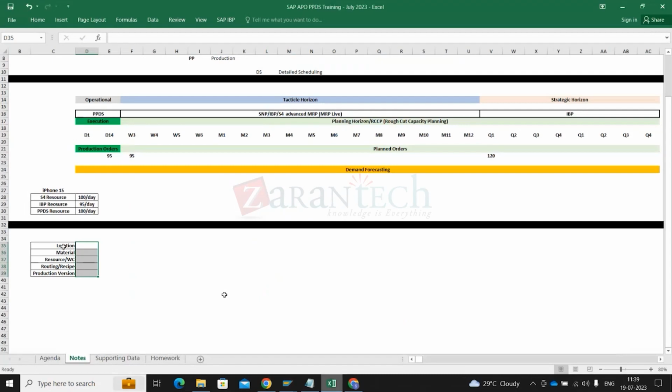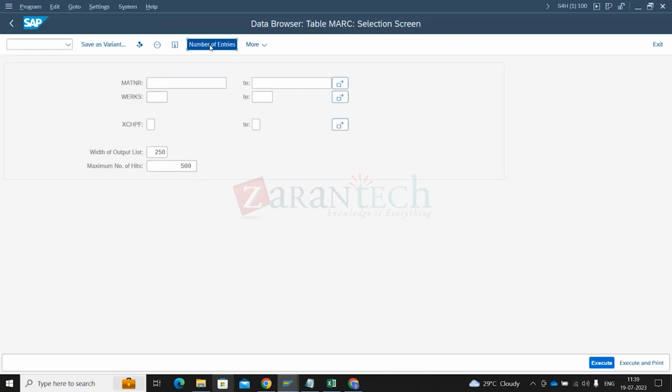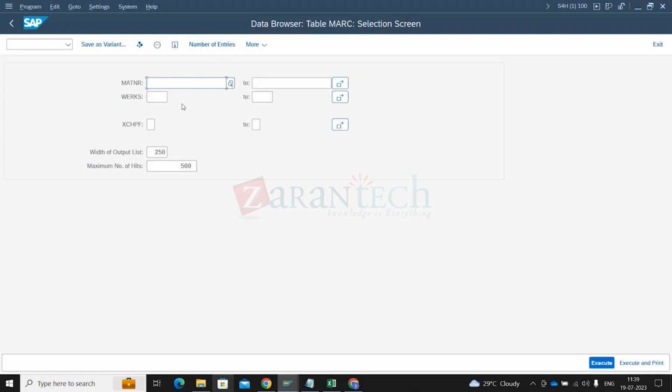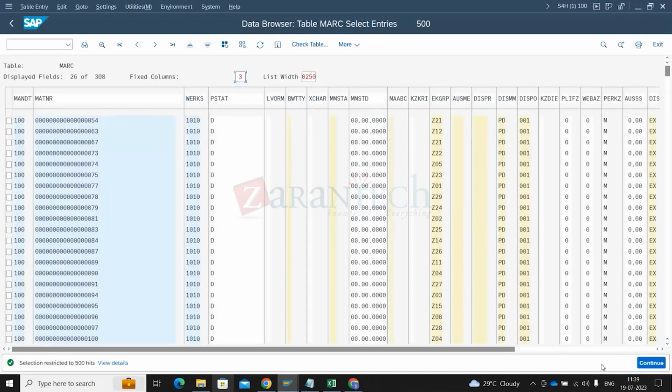By tomorrow, actually, if we are able to select, okay, 11:39, so we should be able to finish up location and material today. By tomorrow, you should have also selected your location and material in the backend system. So we have got 3030 material locations. I would go for 1010 because I know that is one of the plants. We have got lots and lots of materials with some MRP type and so on.